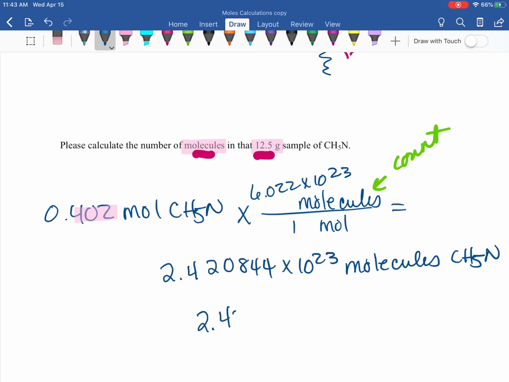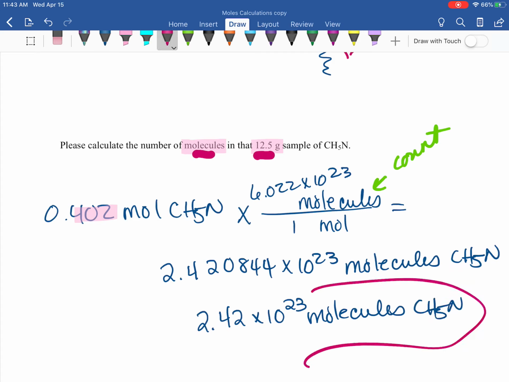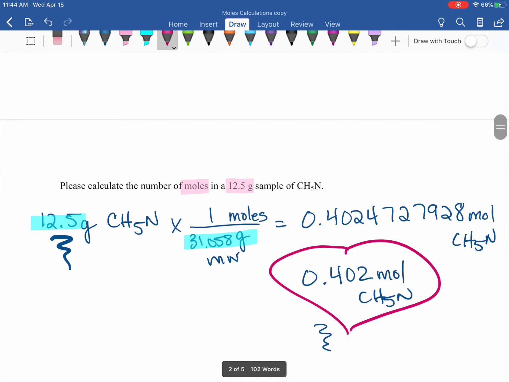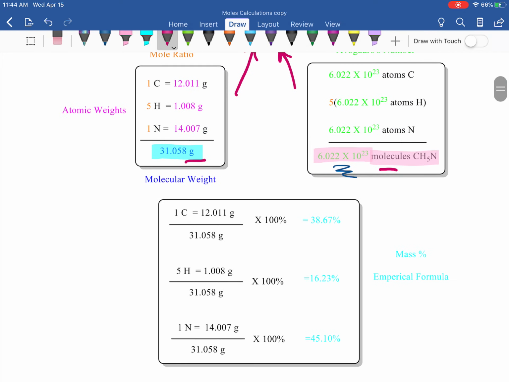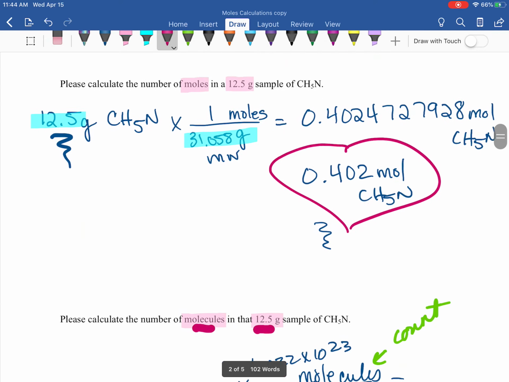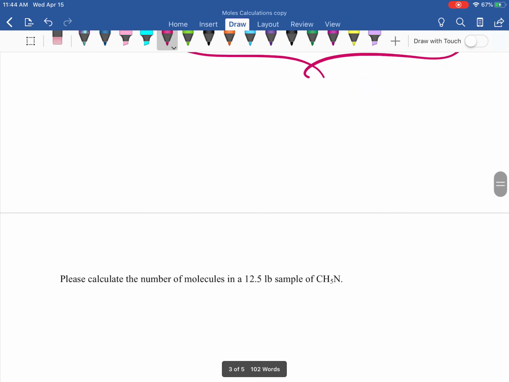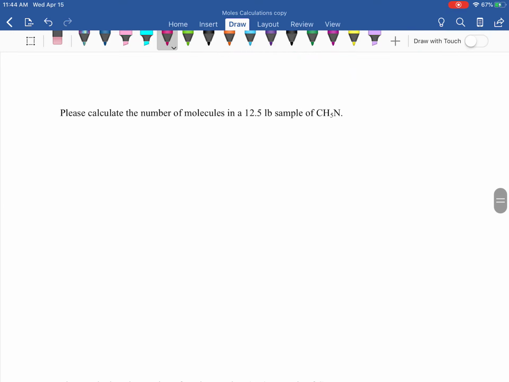All right, we could slim that down again to 3 sig figs. So I'm going to then slim that down to that. Molecules CH5N. All right, let's put a little heart around that. That is done. Okay. Awesome. So again, we're just doing a unit conversion. The only difference is our unit conversion table is up here. It's what we created on our last set of videos.